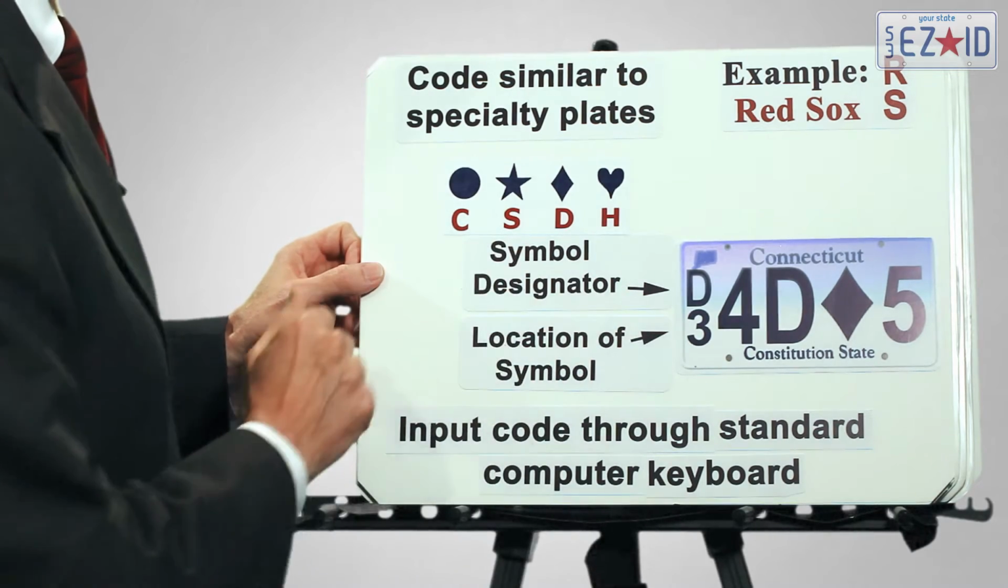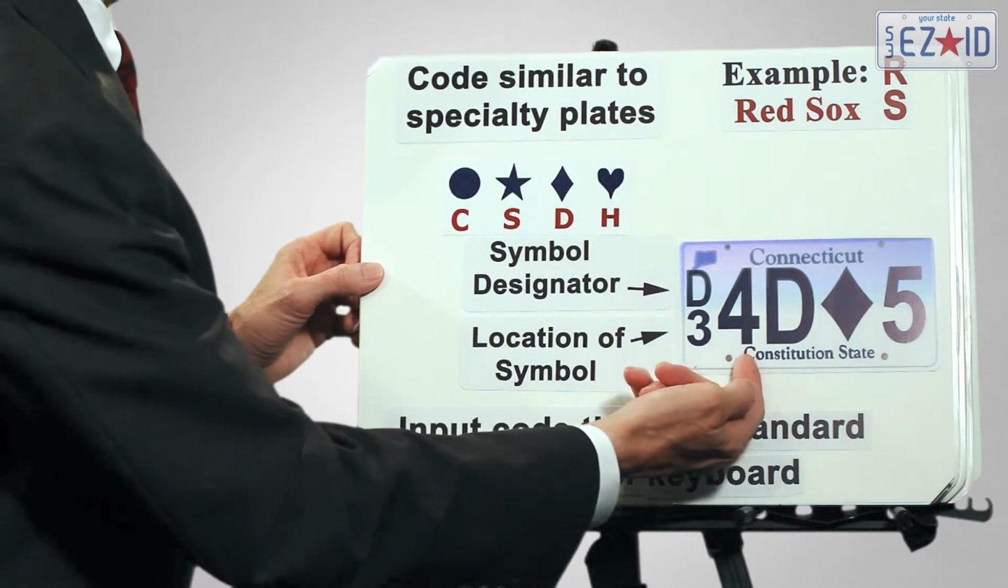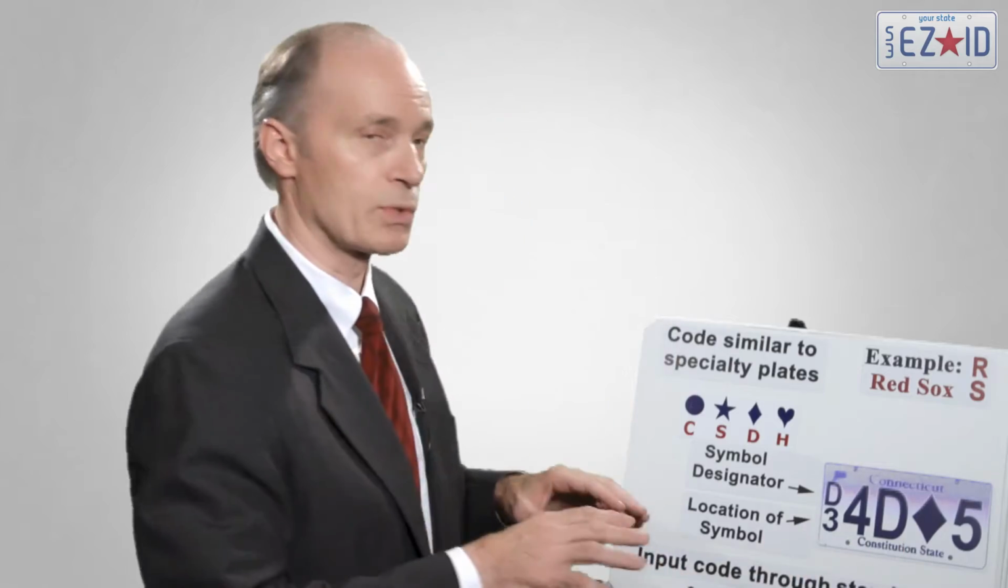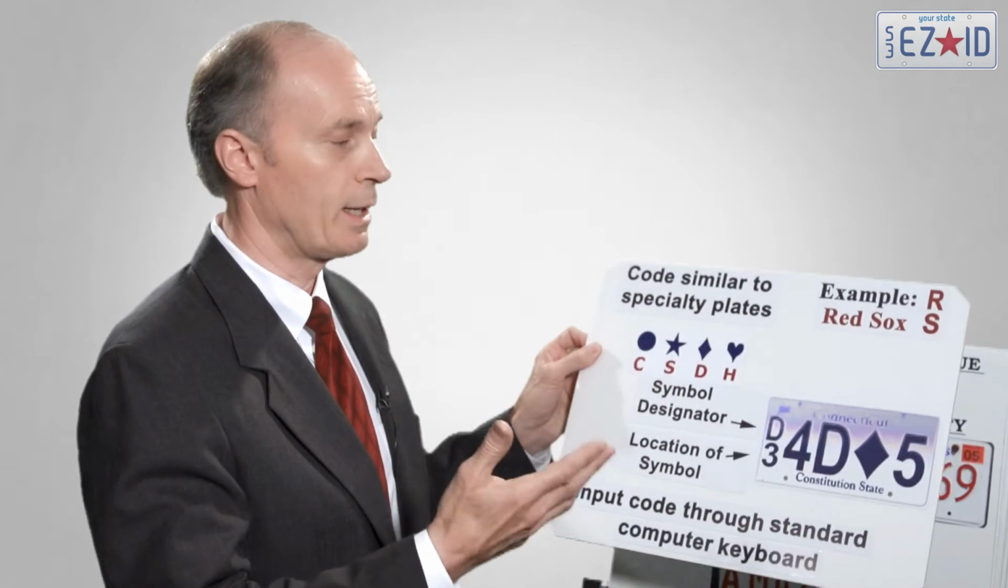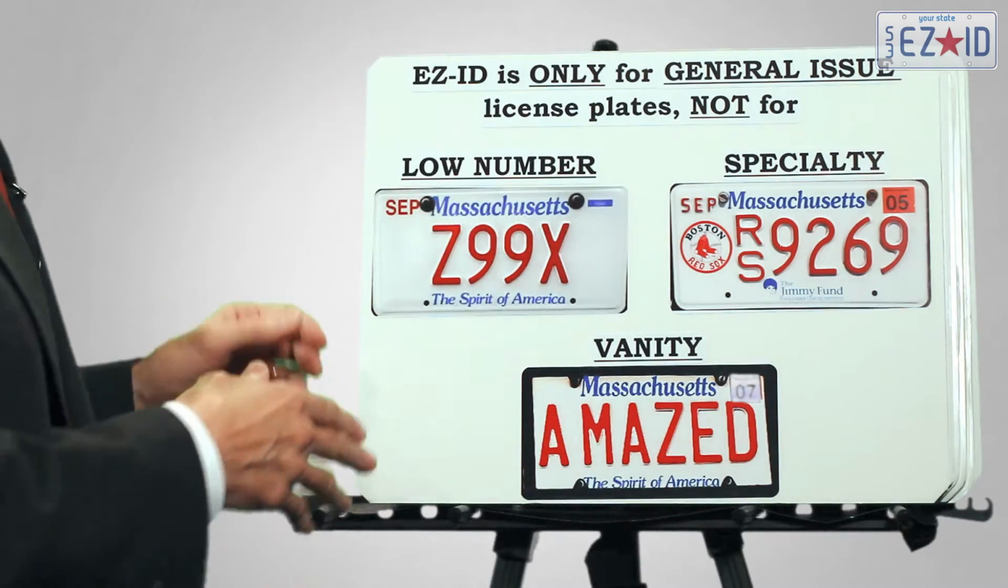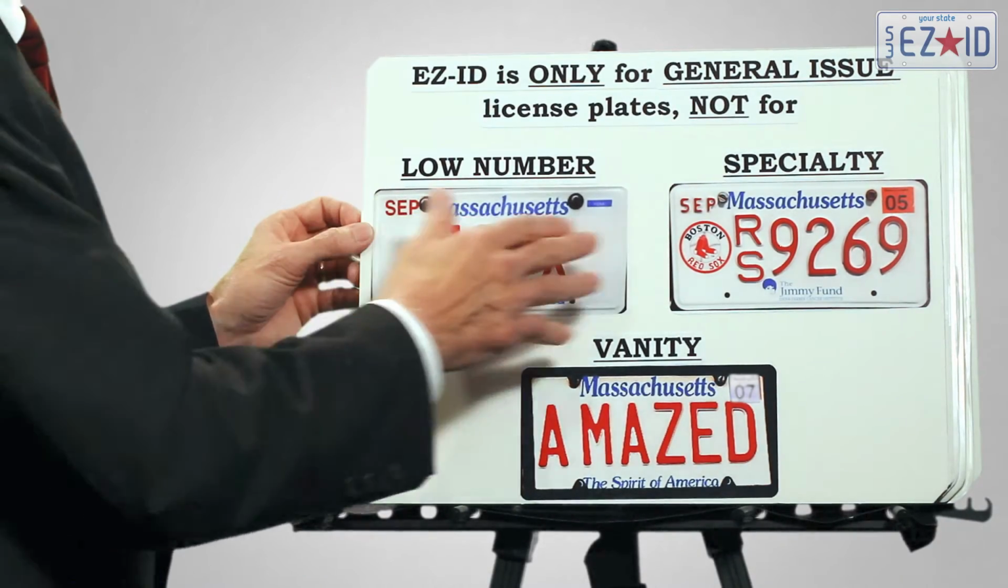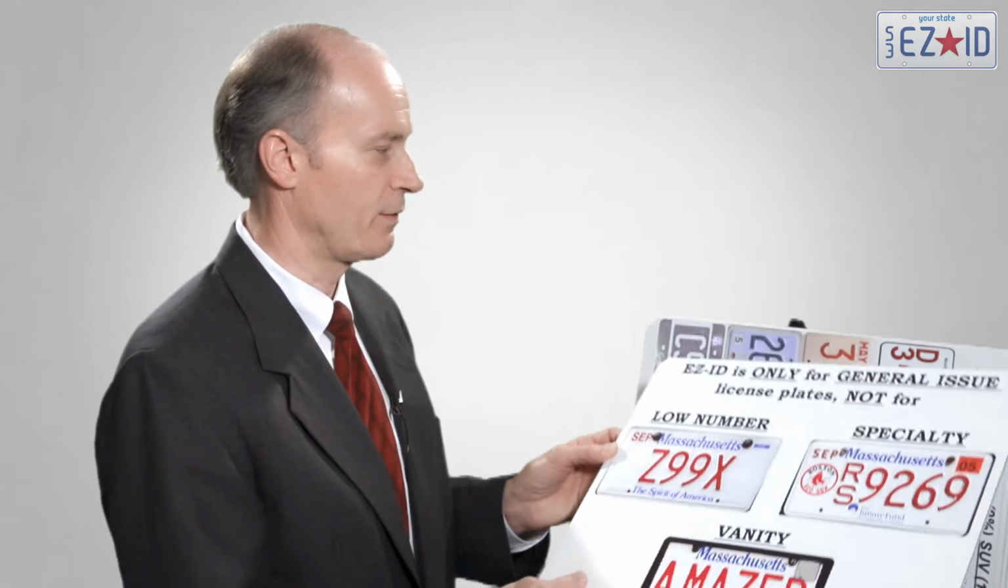So as you can see here, D/3 means there's a diamond in the third position, so it goes in through a standard computer keyboard, and this was even evaluated and approved by CJIS, the Criminal Justice Information System Division of the FBI. This is only for general issue plates. It does not affect low number plates, specialty plates, or vanity plates, as these are already highly identifiable.